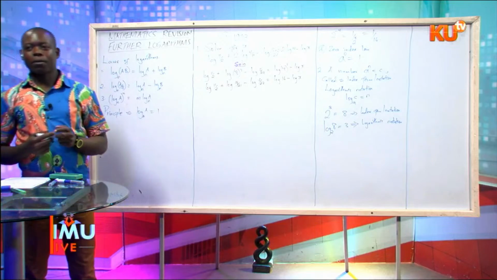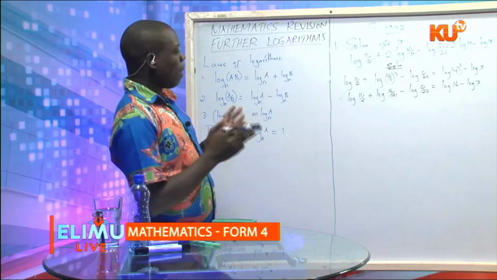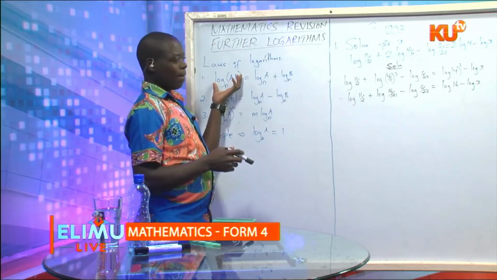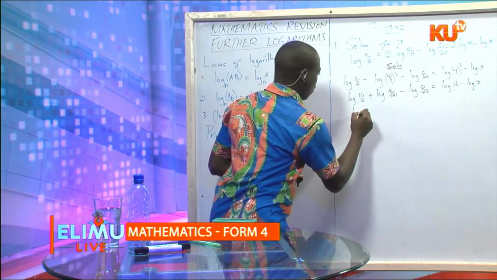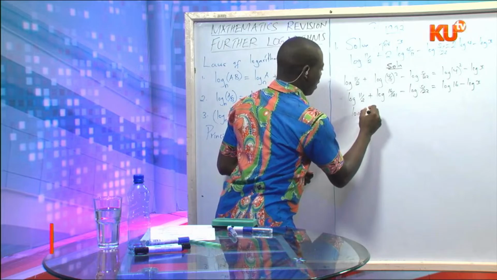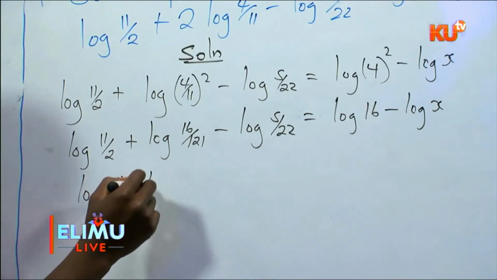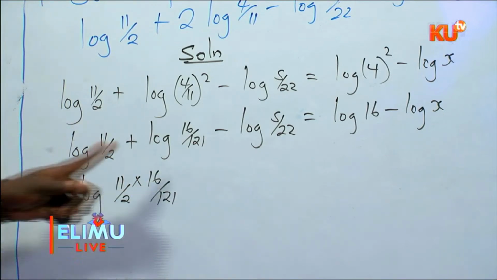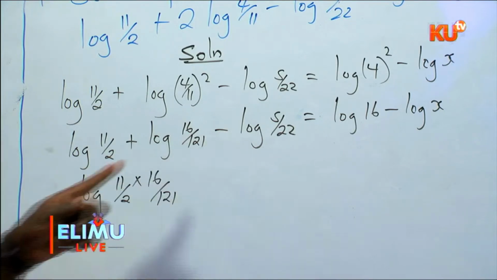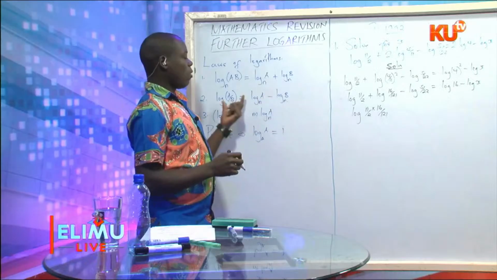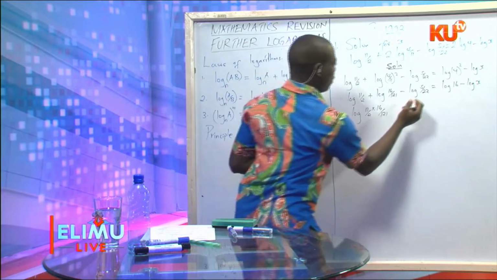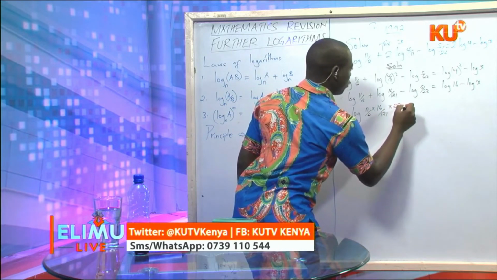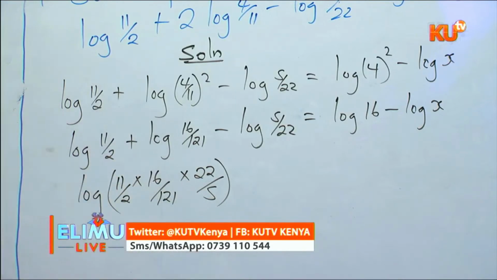Hope you are together. Step 2, we now apply the laws. Remember, we have addition at this point, so we will get to law number 1. And so it will have log, now instead of the addition, we will have 11 over 2 multiplied by 16 over 121. And then at this point we have minus, so we'll apply the second law. When there is negative, that gives us division. So when we divide by 5 over 22, it simply means you multiply by the reciprocal, 22 over 5. So this becomes one term.